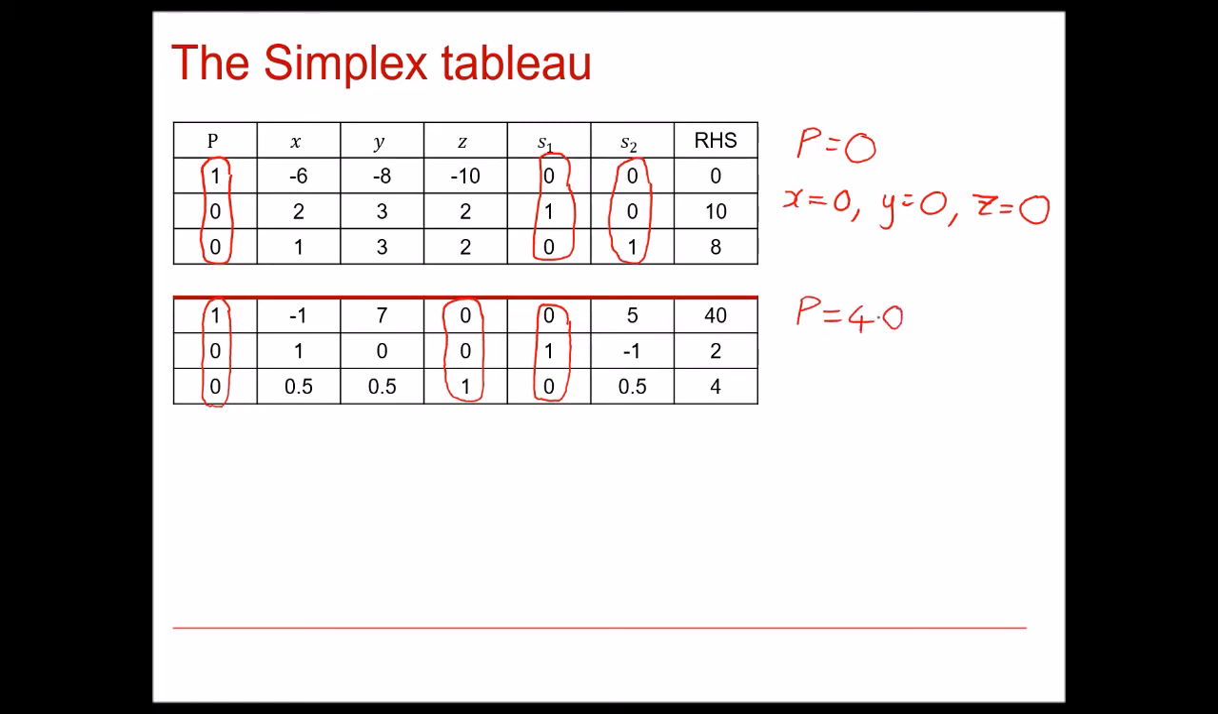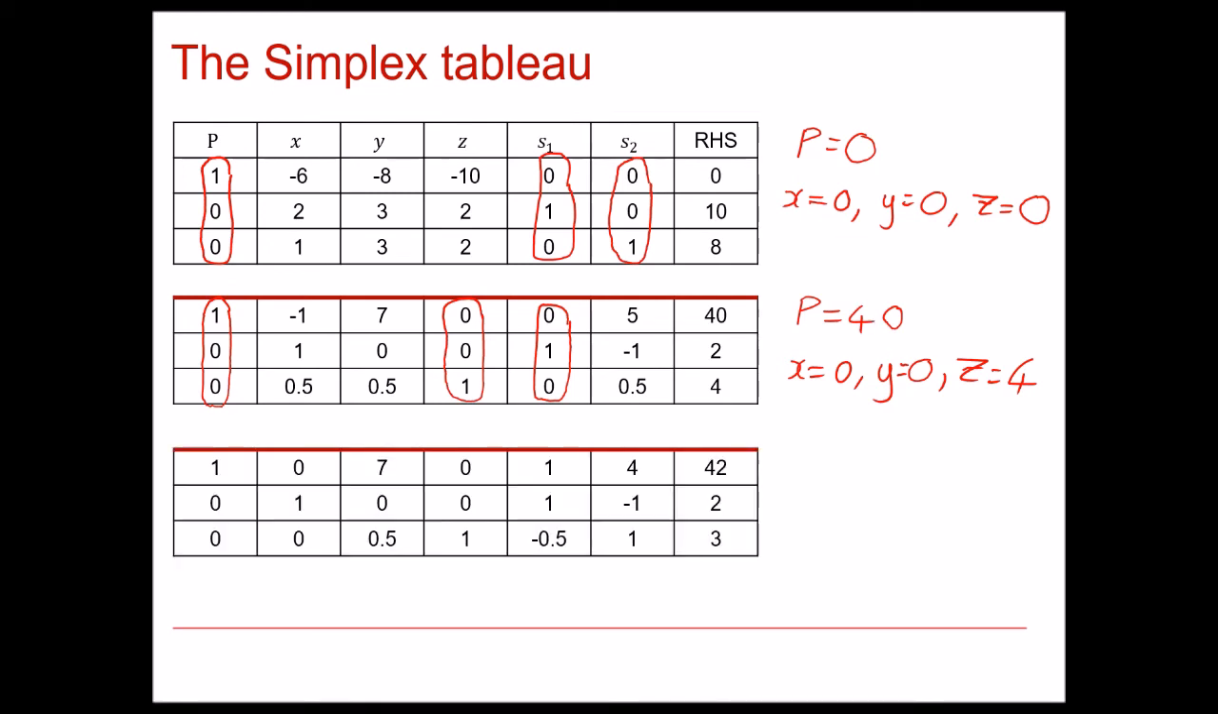So we've increased the value of the objective function, which is what we're aiming to do, of course. X and Y are still both equal to 0, but Z is now equal to 4. So what we could do, we can interpret this. We're moving in three-dimensional space. We've moved along the z-axis by 4 units, and in doing so we've increased the objective function from 0 to 40.